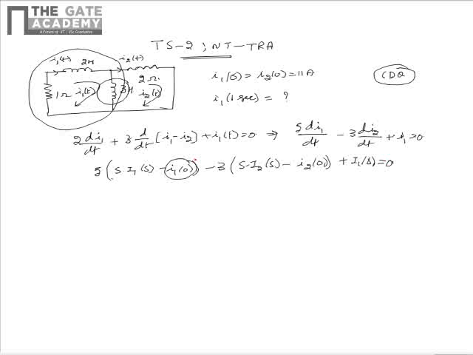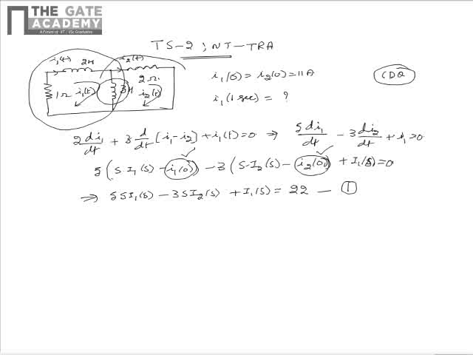But we know that i1(0) is 11 ampere and i2(0) is 11 ampere. So upon substituting these and simplifying, the equation becomes 5s I1(s) - 3s I2(s) + I1(s) = 22. This is because i1(0) is 11 and i2(0) is 11. Let us mark this as equation 1.